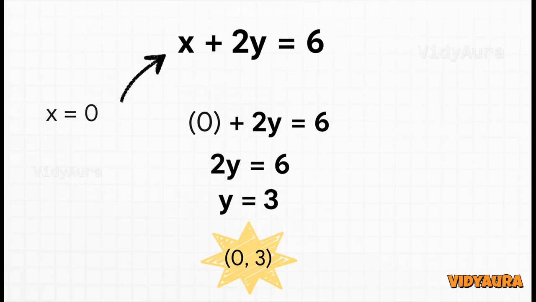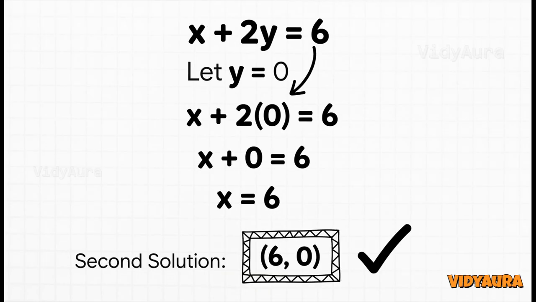Easy, right? All right, for solution number 2, let's do the same trick, but for the other variable. Let's set y equals 0 this time. Now the equation is x plus 2 times 0 equals 6. Well, 2 times 0 is just 0, so it's x plus 0 equals 6, which means x equals 6. And just like that, we have our second solution, 6, 0. See how fast that is? Using 0 is a fantastic trick for exams.